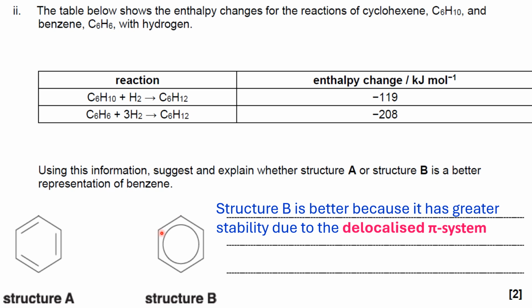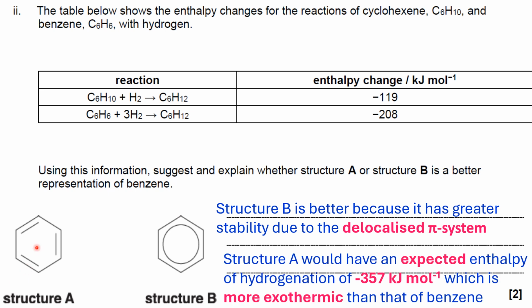So structure B is better because you can see it's got greater stability. There's less energy that would be released. Now, I know that it says minus 208 compared to minus 119. But let's think about what would happen if you had three double bonds like structure A. This minus 119 applies to one of them, another minus 119 applies to the next, and a third minus 119 applies to the third one. Adding those all up, structure A would have an expected enthalpy of hydrogenation of minus 350 kilojoules per mole, which is more exothermic than that of benzene, which you've got here as minus 208.